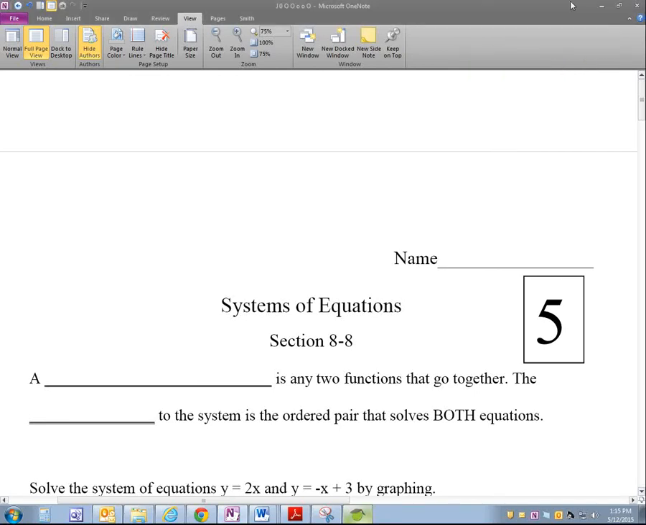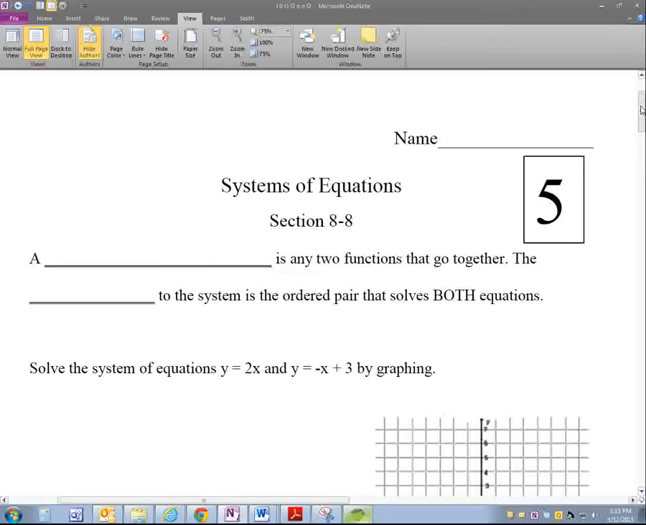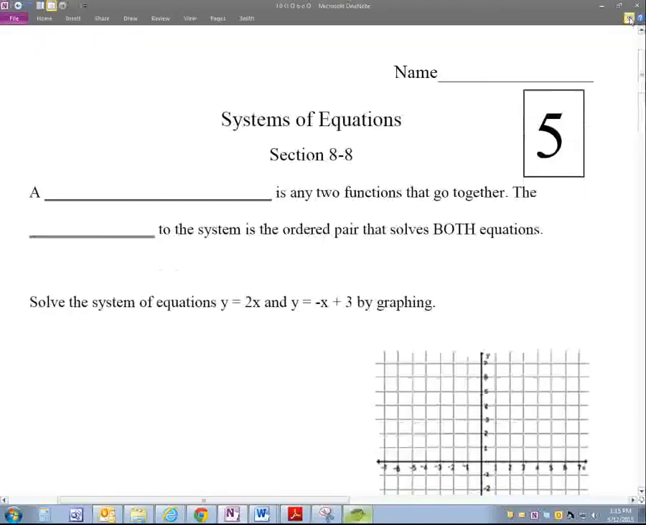This is the fifth of six sections that we have on our test on Friday. Reminder that those of you who are doing yearbook or are going to be out on Friday, and not because of sickness, you're going to be taking your test on Thursday.